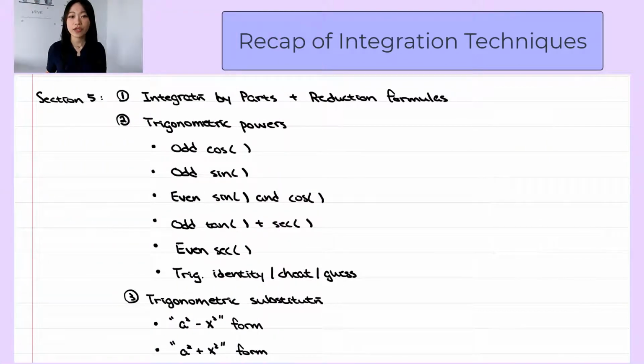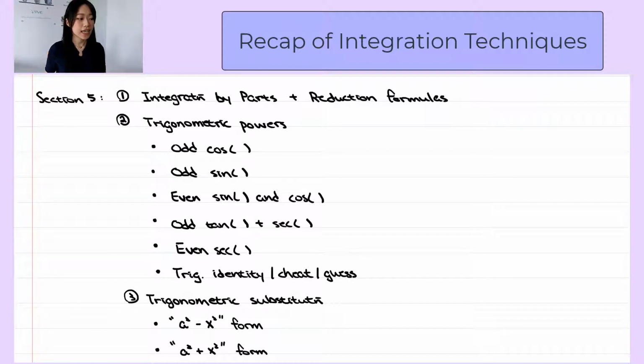And in this section, we've looked at 4 techniques of integration, with many cases for each technique. The first one, we looked at integration by parts, and we derived the integration by parts formula from the product rule from Calculus 1. And we also looked at the reduction formulas, which is finding a pattern using integration by parts.